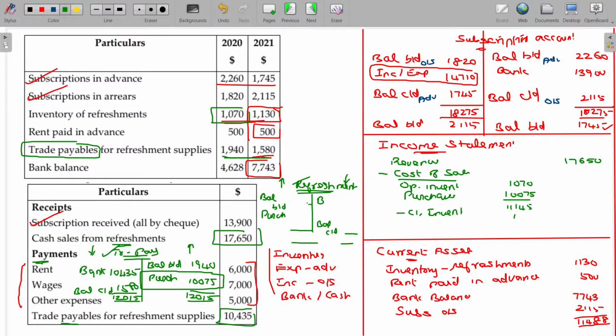Closing inventory in this case being 1130. Now the cost of sales being 10,015. After subtracting this from 17,650, the ultimate profit on sale or operation of this cafe being 7,635. Profit on refreshment. Is that okay? Refreshments. Clear?